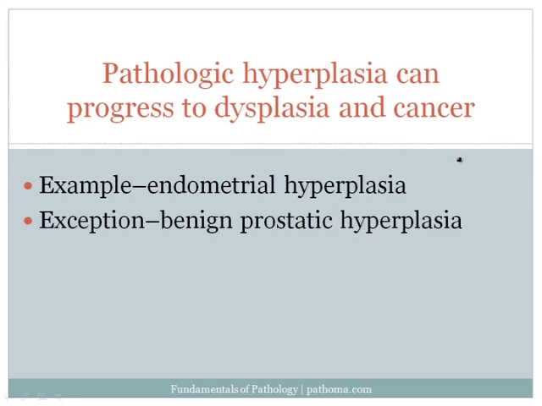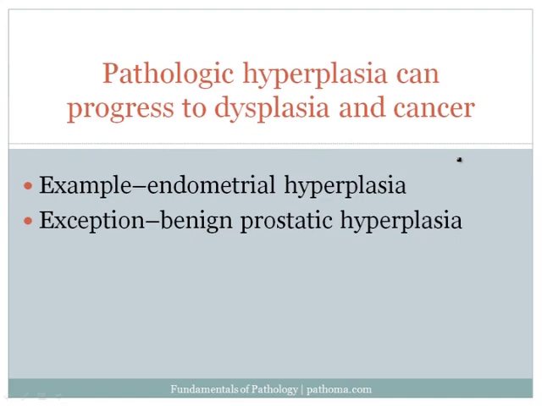An example of physiologic hyperplasia would be pregnancy, where due to some physiology of the organism, hyperplasia occurs. And there is no increased risk for cancer with physiologic hyperplasia. However, with pathologic hyperplasia, there is an increased risk for dysplasia and cancer.